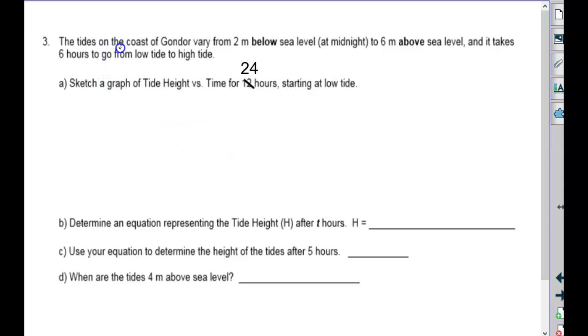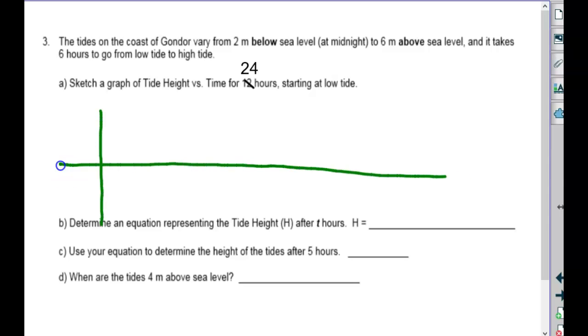The tides on the coast of Gondor vary from 2 meters below sea level. Yeah, I think it's made up. I don't know. Negative 2. Midnight. Okay, we'll figure that out in a minute. To 6 above sea level. So to positive 6. And it takes 6 hours to go from low to high tide.